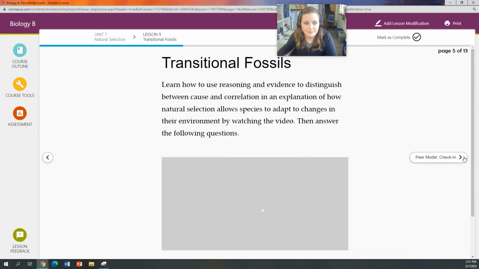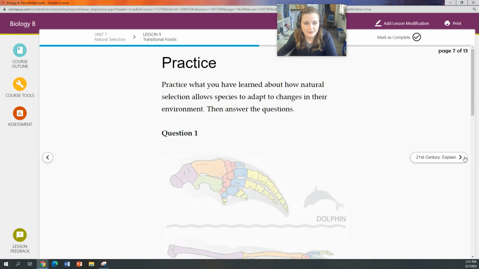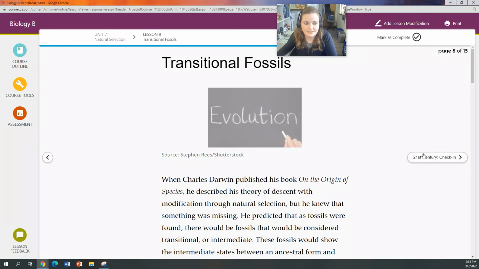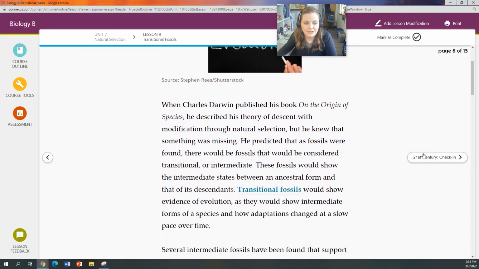Kind of moving on a little bit to the latter part of this to talk a bit about transitional fossils, again on slide 8. It talks about how Charles Darwin actually predicted the existence of transitional fossils in his On the Origin of Species by means of natural selection.